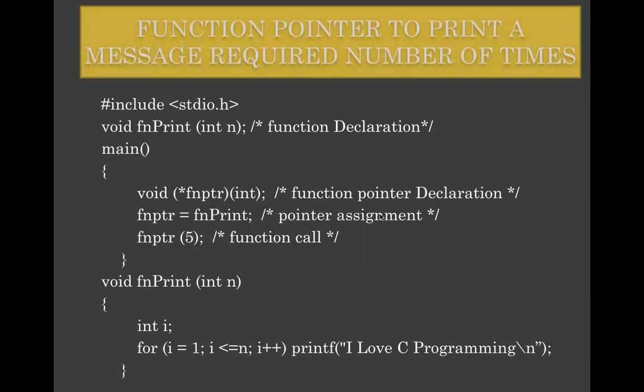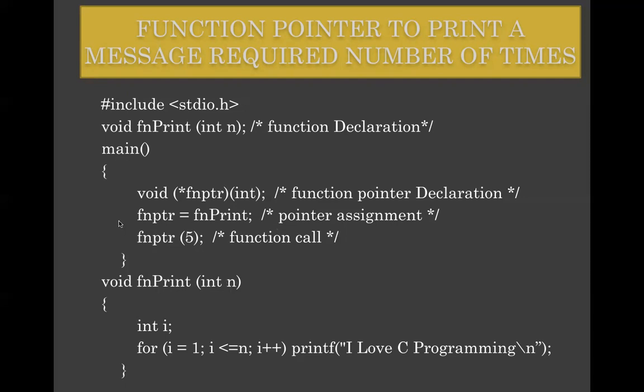So here I've just divided it as declaration followed by definition. I first declared a function fn print. It's just having an integer parameter. Now, after this function declaration, I have the function definition here. So what is this function doing? For i equal to 1 to n times, I'm just printing I love C programming. So I'm using this function fn print to print I love C programming n times.